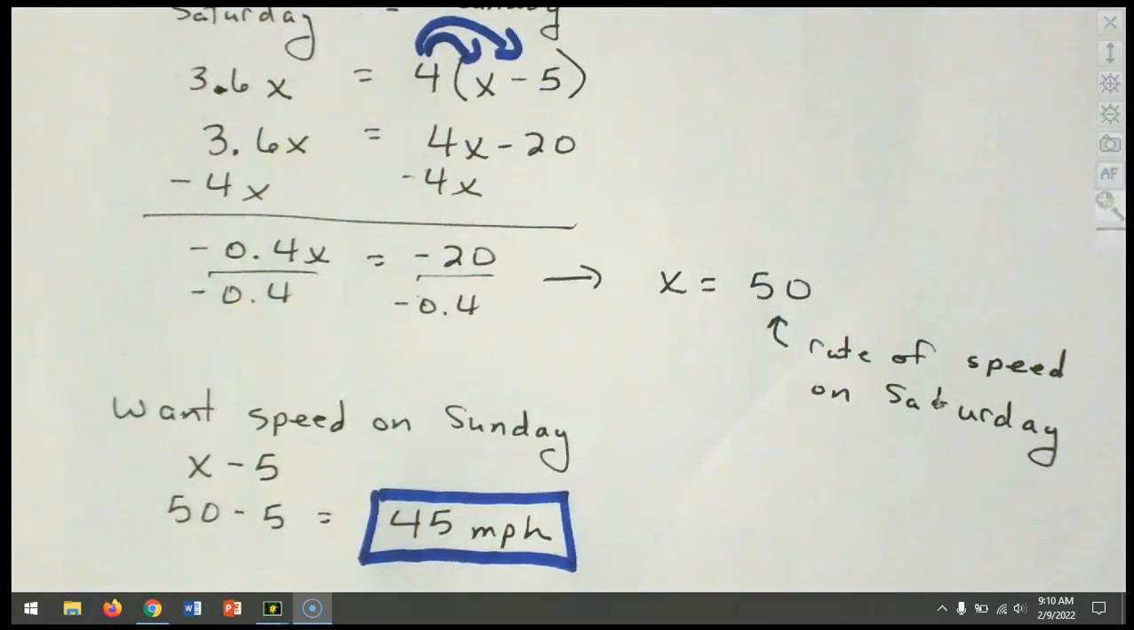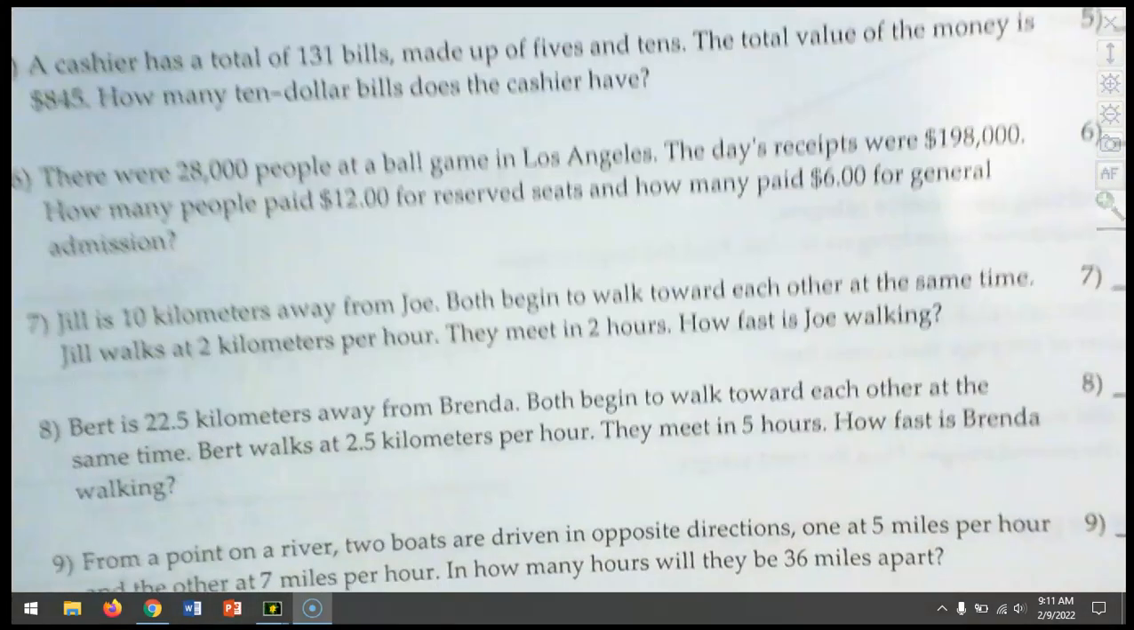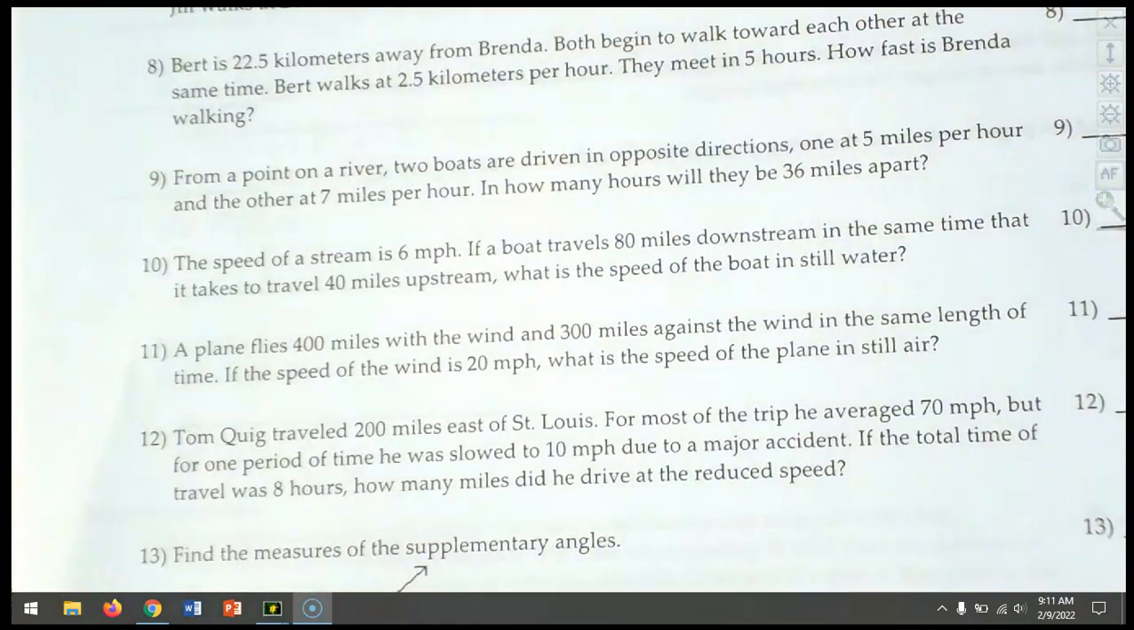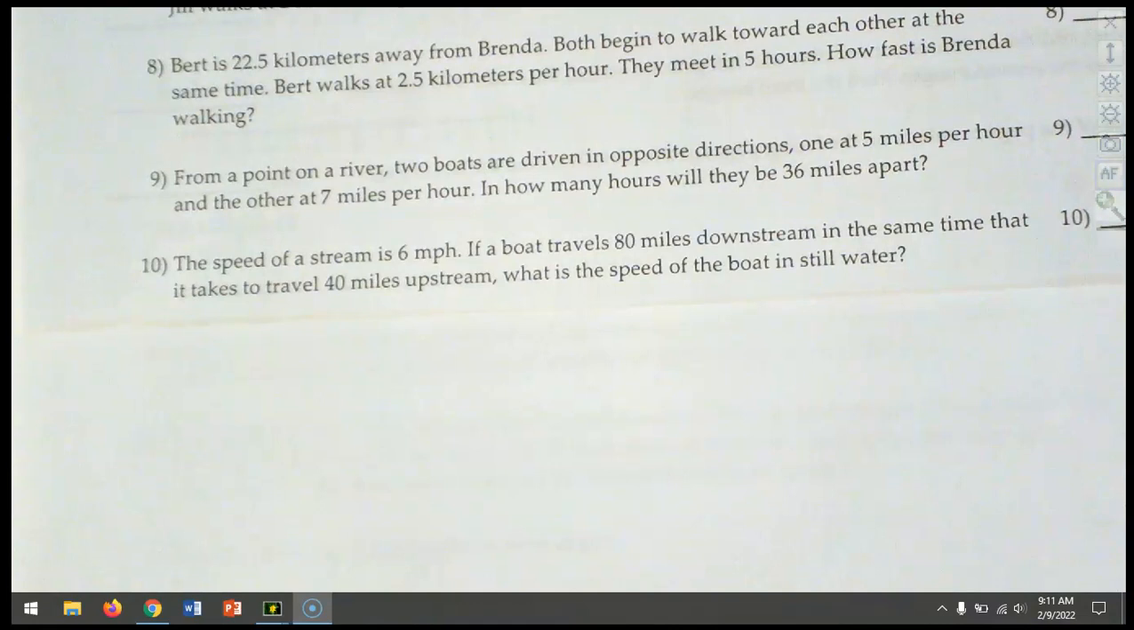I am going to help you set up one of the questions from your homework here. Okay, let me find one that's going to work for us. Question 10 is one that a lot of times students struggle with about how to set it up. Question 10 and 11 are very, very similar to each other. One's an airplane with wind. The one that we're going to look at is a boat and the stream speed.